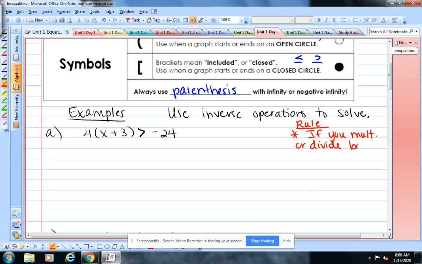If you multiply or divide both sides by a negative, you have to flip your symbol. So if I'm working this problem and I have to divide by a negative, I'll have to swap that to less than with my solution.